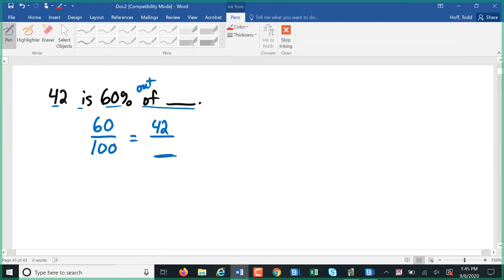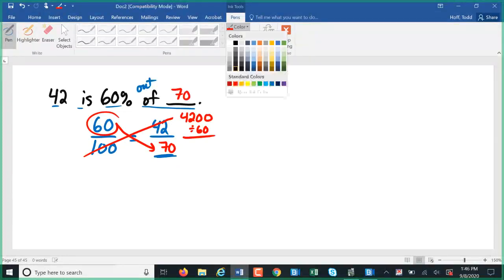Now, the missing piece is in a different spot here, but our process is still exactly the same. We're going to cross multiply. So we find the two numbers that are diagonal with each other. That's the 100 and the 42. We multiply those, you get 4,200. Then the number that's diagonal with our missing number is the 60. So we're going to divide by 60. Get 70. 42 is 60% of 70.